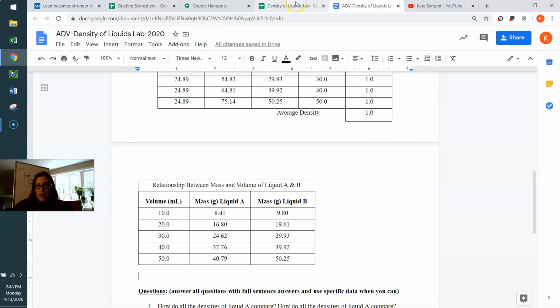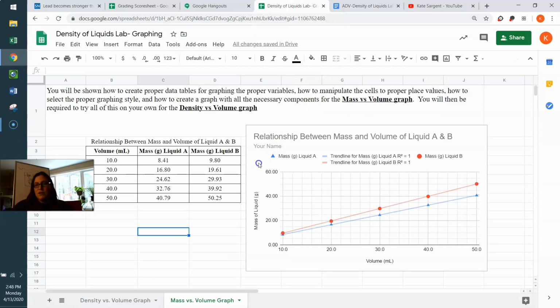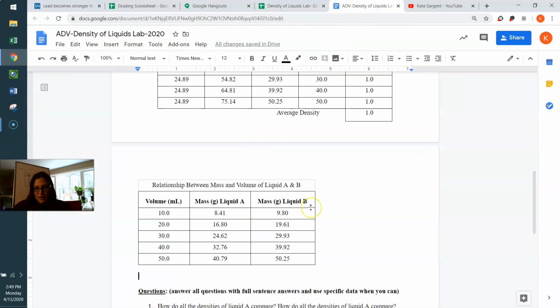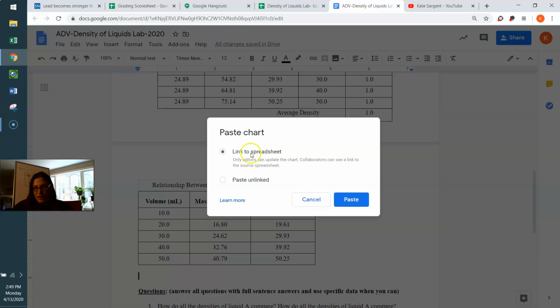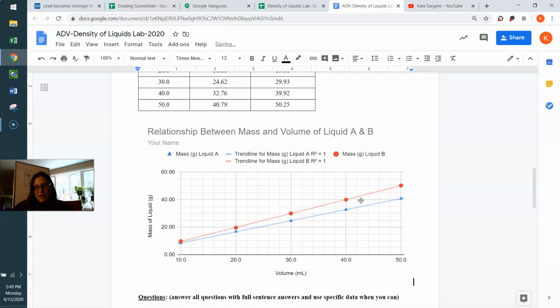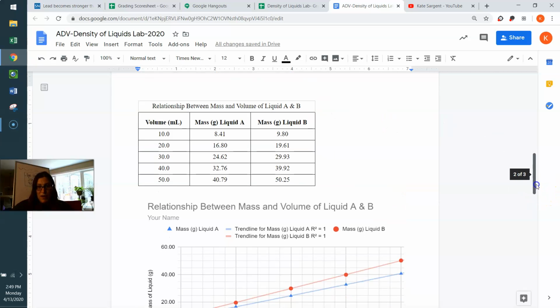Directly underneath this data table, I am going to highlight my graph. Hit Control-C. Go back here. Hit Control-V. Yes, I want to paste my chart, and yes, I want it linked to the spreadsheet. And I paste that in. Okay, that is looking good. This up here is the data table from which I made this graph.